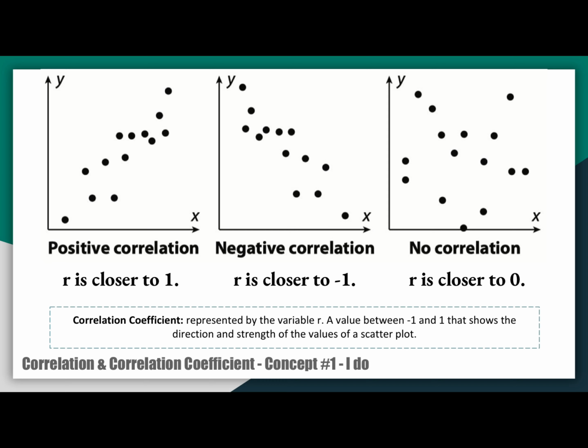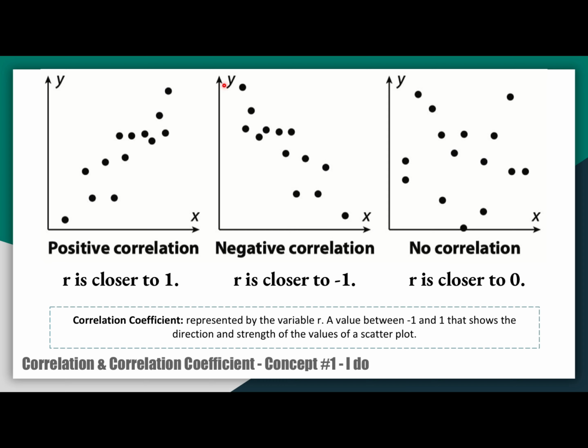So let's take a step back. Let's look at this correlation coefficient, represented by the variable R, a value between -1 and 1 that shows the direction and strength of the values of a scatter plot. What we're basically saying is there's a least squares method that we're not going over right now that helps you find a number from your data that's between -1 and 1. The closer you are to 1, the more positive correlation you have. The closer you are to -1, the more negative correlation you have. The closer you are to 0 would be no correlation.